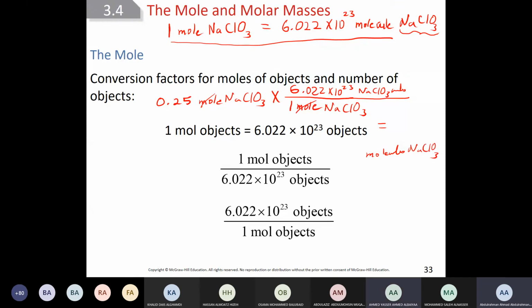Is this clear? Yes, doctor. But why do we put 0.25? That's my question.